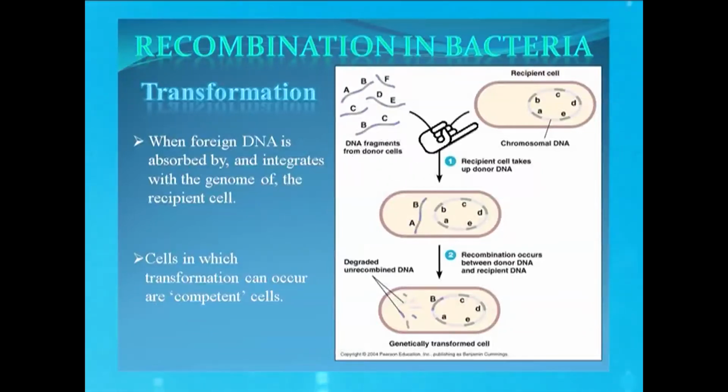A recipient cell absorbs certain DNA fragments, and the DNA fragment which is complementary to the recipient genome gets integrated into it and gets recombined. The other DNA fragments are then degraded and the cells then become transformed. All cells cannot show transformation, and the cells which show transformation are known as competent cells.